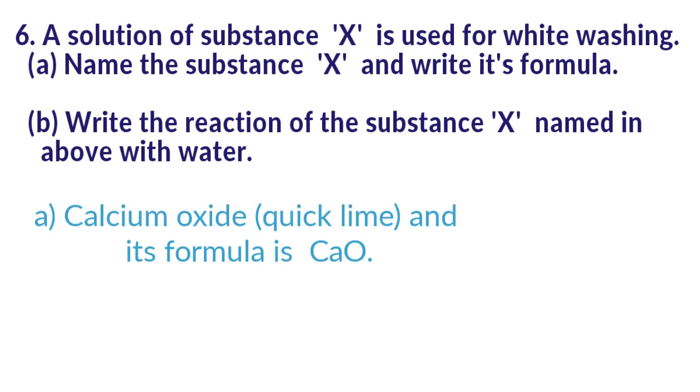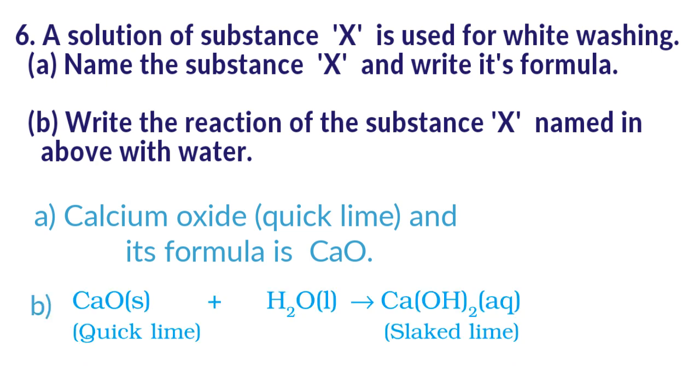X is calcium oxide, that is quicklime, and its formula is CaO. Calcium oxide reacts vigorously with water to produce slaked lime, that is calcium hydroxide, releasing a large amount of heat. This solution is used for whitewashing walls.